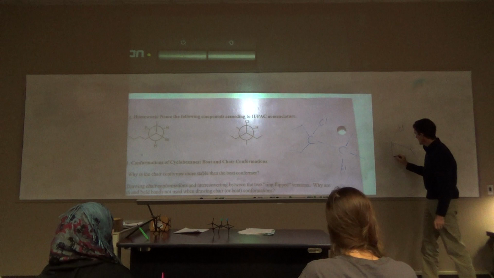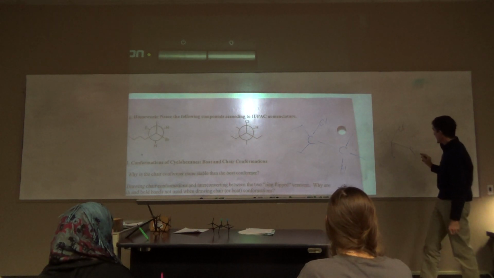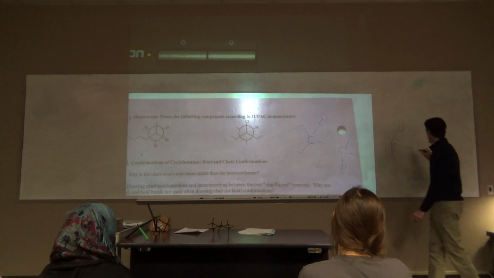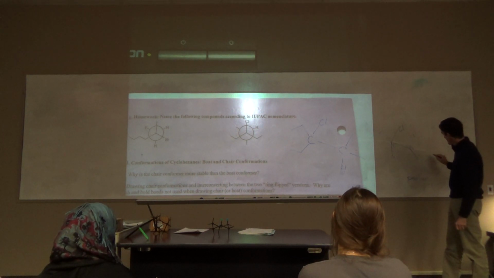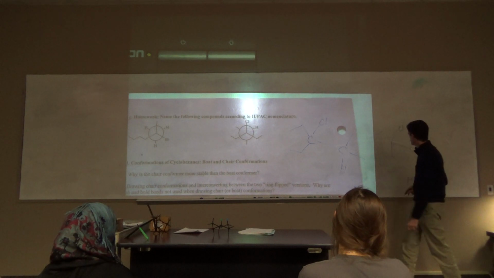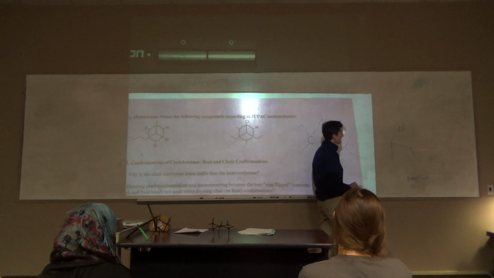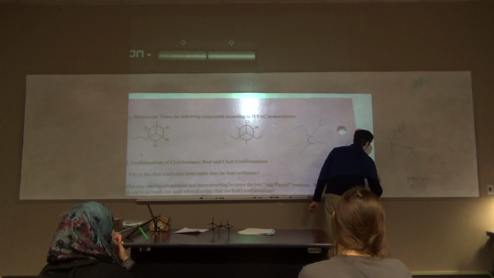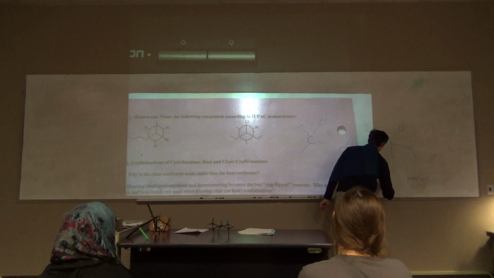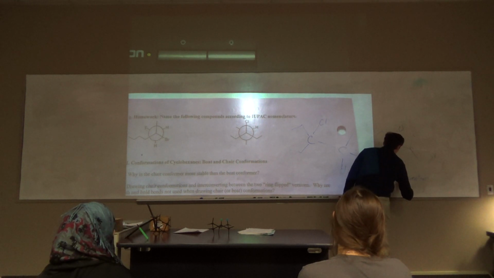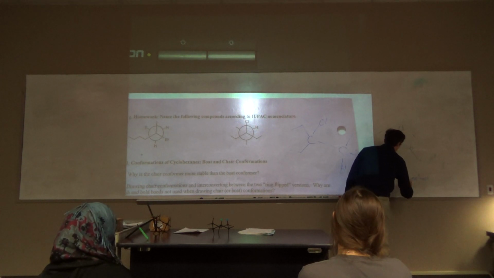1, 2, 3, 4, 5. That's a pentane. What's on the pentane? At the 2 position, I have a methyl. At the 3 position, I have a chloro and an ethyl. Alphabetical order, C comes before E. 3-chloro, 3-ethyl, 2-methyl, all one word, pentane.